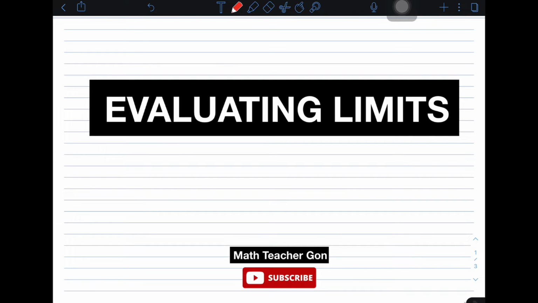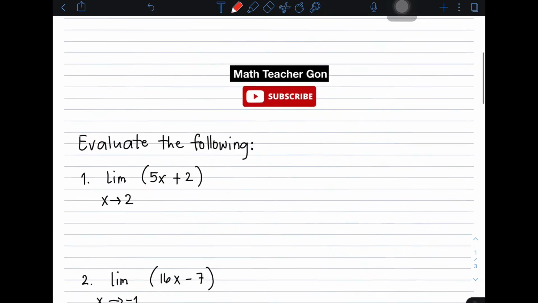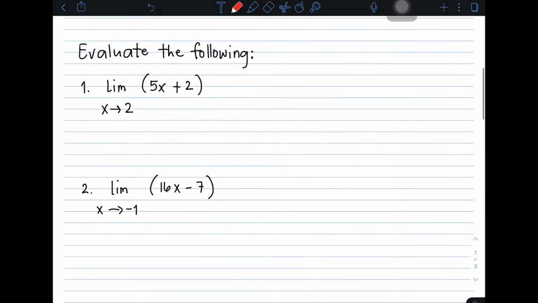Let's do this topic. So we have here, evaluate the following. So we have limit of 5x plus 2 as x approaches 2. So as you can see, by analysis, we can use direct substitution here for us to find and evaluate this limit. So ang gagawin lang naman natin dito is that you have 5x plus 2, and then you will plug in the value of x as 2.